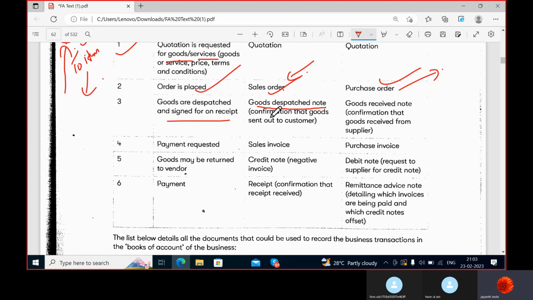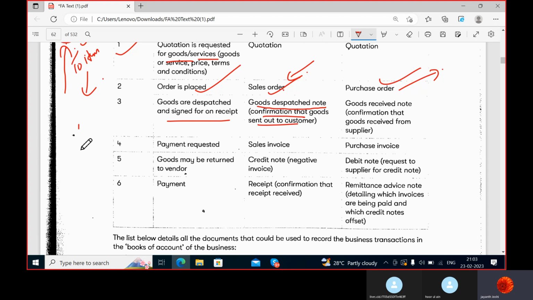Goods dispatch note, confirmation that goods are sent out to the customer. That means we have dispatched, or our godown in-charge has dispatched, the goods. So the goods dispatch note is a confirmation that the goods have been sent to the customer. But see, this is only about goods dispatch. Goods dispatching is an activity. The goods have been dispatched, but they have to reach the customer also. So when it reaches the customer, a goods received note is signed by the customer. That again is a proof with you that the customer has received the goods which have been dispatched by us.